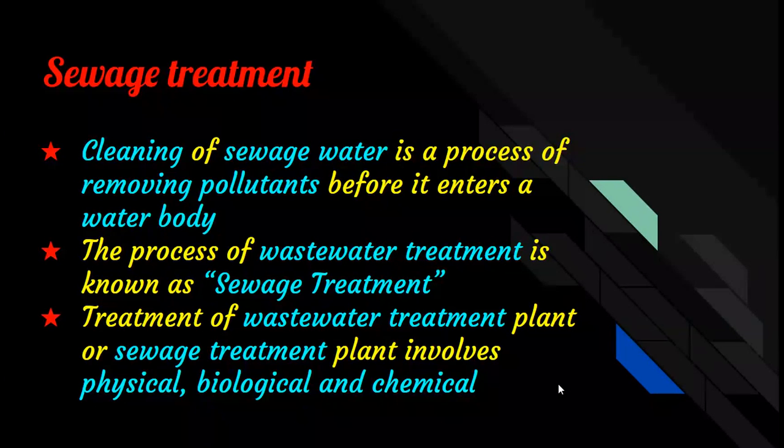Sewage treatment involves three processes. The first is the physical or mechanical process that removes physical impurities. The second is a biological process that uses bacteria. The third is chemical process that uses chemicals and ultraviolet radiation or UV radiation. Now let us learn about physical, biological and chemical process in detail.